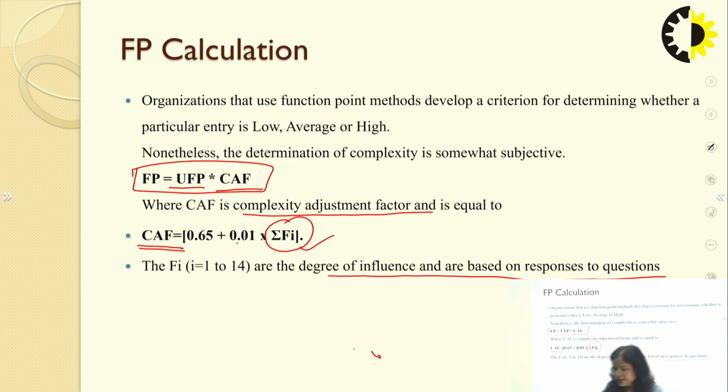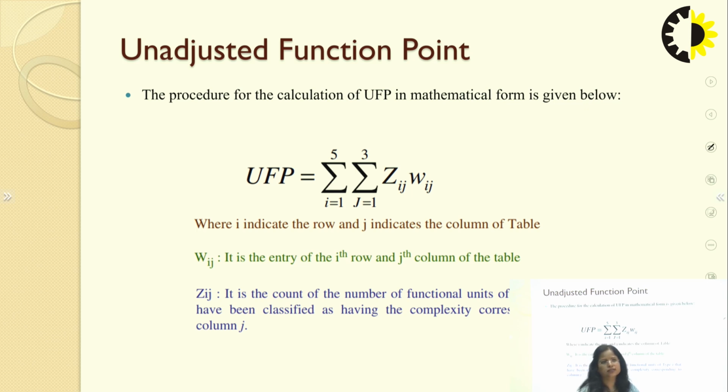Now our next point is how to calculate the unadjusted function point. The unadjusted function point is calculated with the help of the double summation, i equal to 1 to 5, j equal to 1 to 3, Zij × Wij. What is this? The i indicates the row and j indicates the column of the table. Wij is the entry of the ith row and jth column of the table. Zij is the count of the number of functional units of type i that have been classified as having the complexity corresponding to column j.